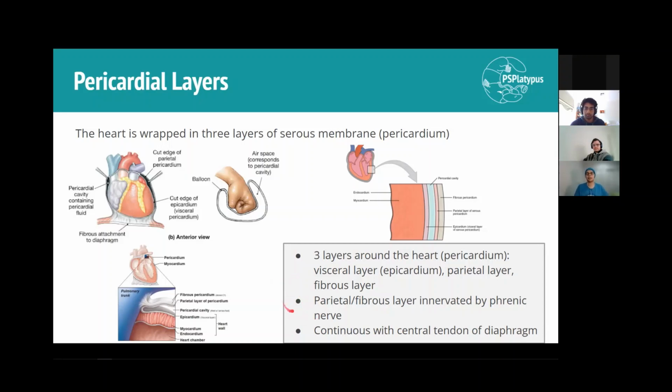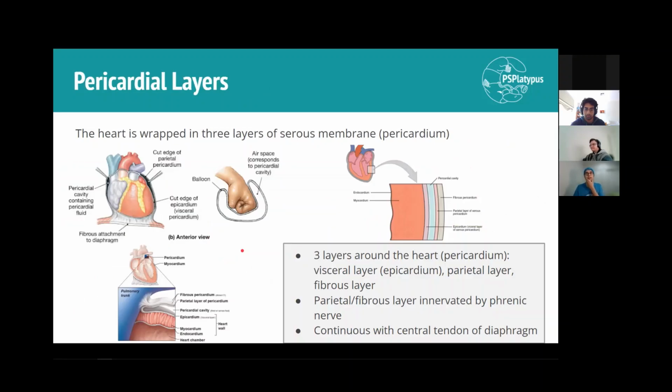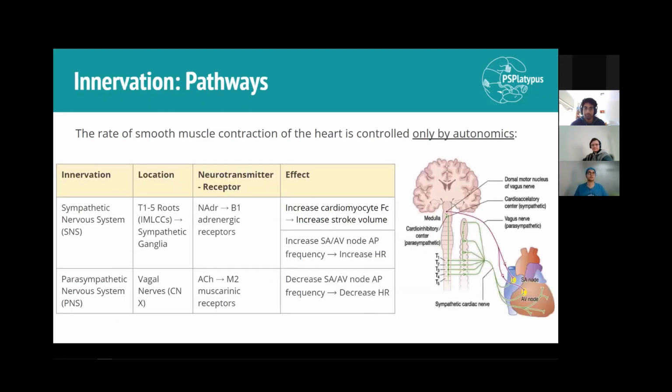Okay. And then the last bit to keep in mind here as well, which is shown on this diagram, is that the pericardium of the heart is continuous with the diaphragm's anatomy, in that the diaphragm central tendon is continuous with the fibrous layer of the pericardium. And we'll be coming back to that as well. We'll talk about cardiac tamponade and pericardial effusion.